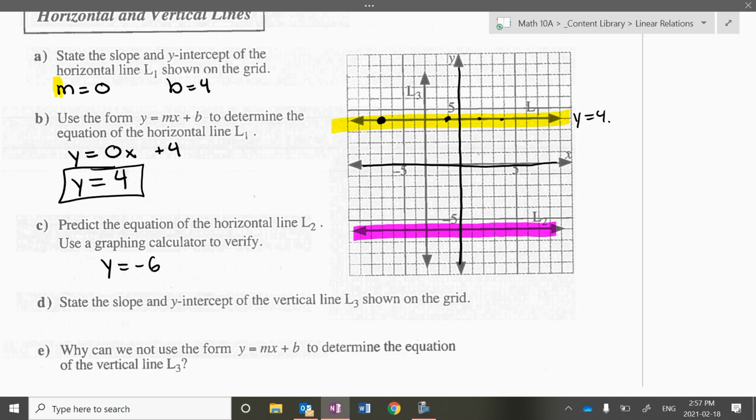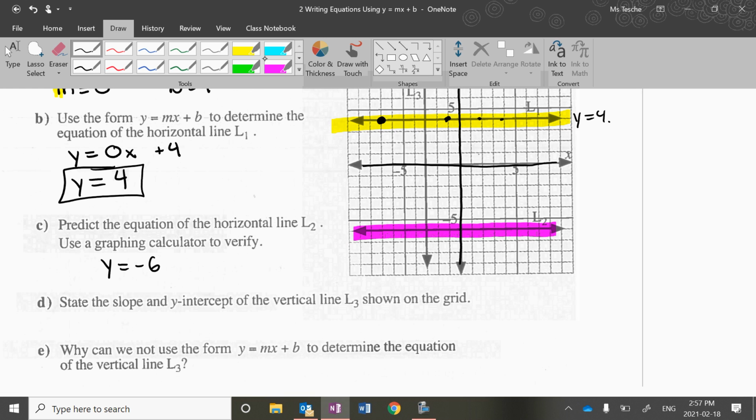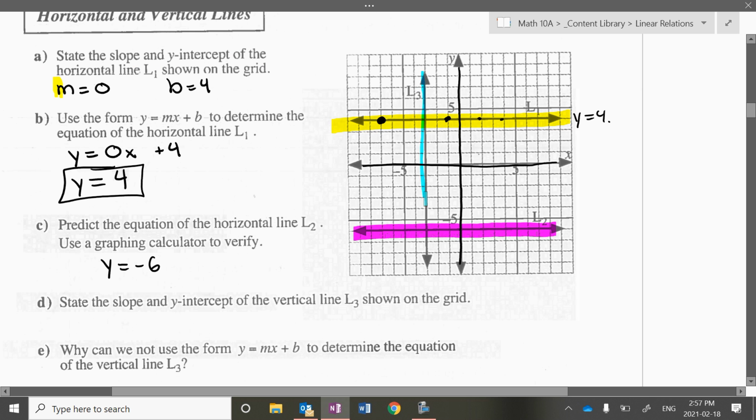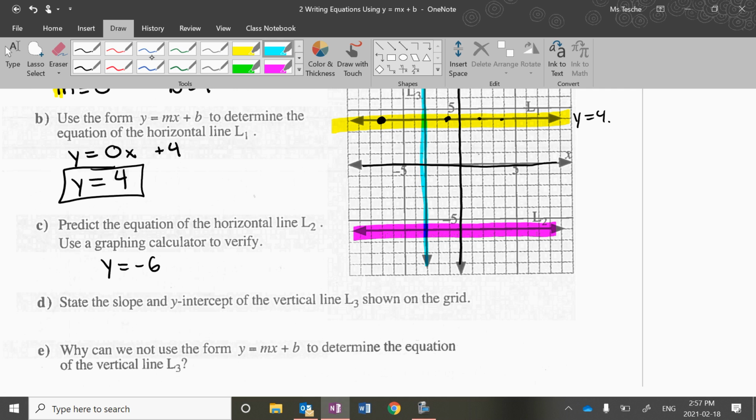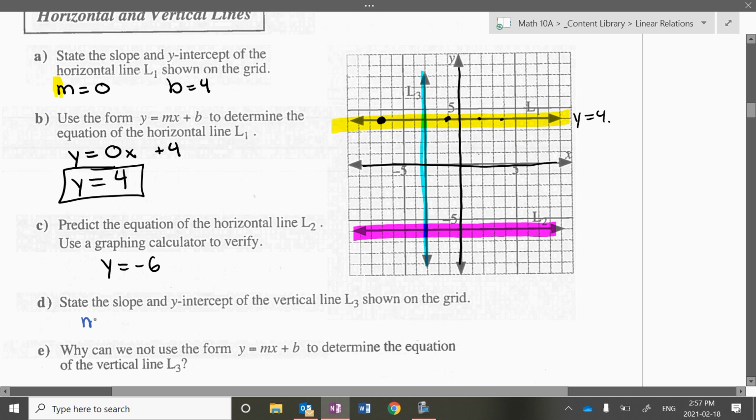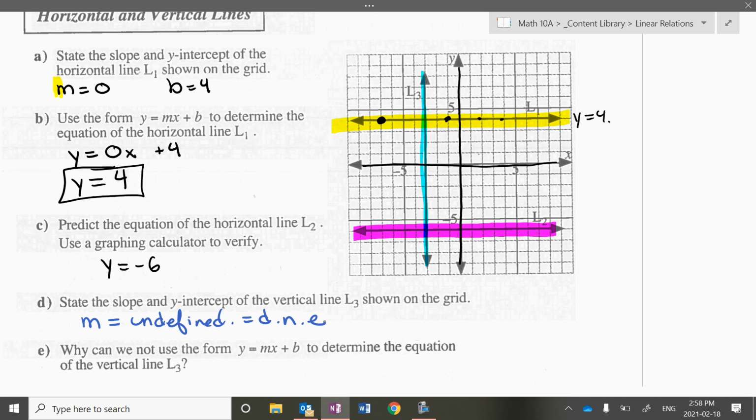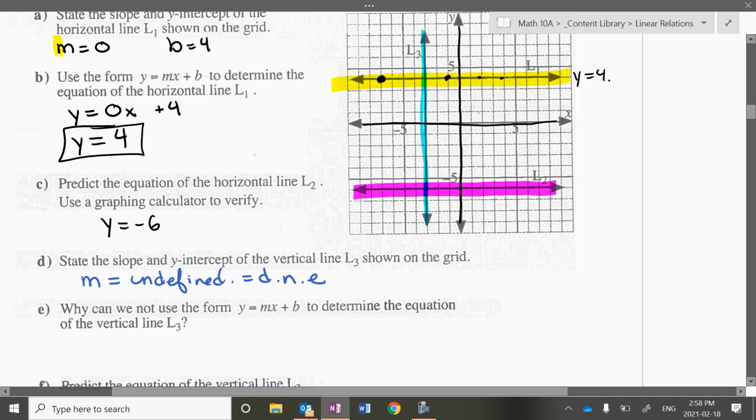What is the slope of a vertical line? Undefined. So be really careful, grade 10s. Remember, it's undefined. It's not 0. You can be lazy if you want and write D and E. What would that stand for? N is for not. Does not exist. Slightly easier. So our slope is undefined.